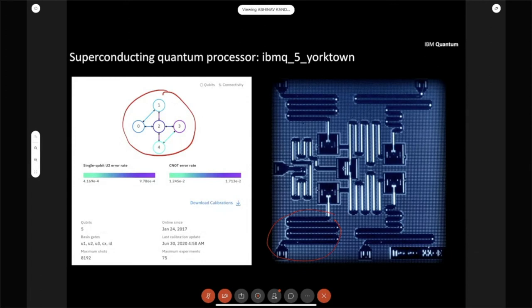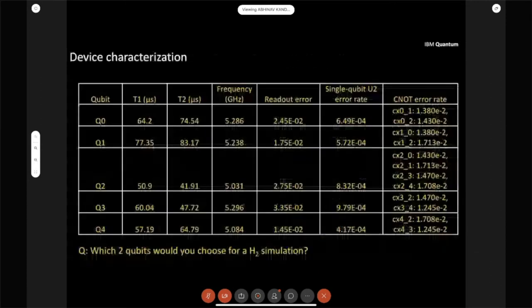So if you actually clicked on this download calibrations, you'll see a lot more data. This isn't meant to confuse you; it's just to give you a sense of the breadth of information that you have about these devices. What we're going to do very soon is get into what all of these different terms mean and how they connect to the accuracy of a chemistry simulation. Okay, so as I was saying, given calibration data like this, if you had to use, say, only 2 qubits for the simulation of a hydrogen molecule, which 2 would you use? This is the kind of sense I'd like you to develop. Okay.